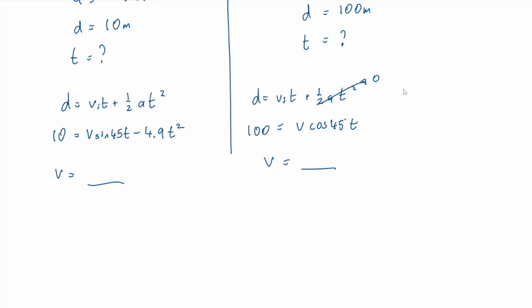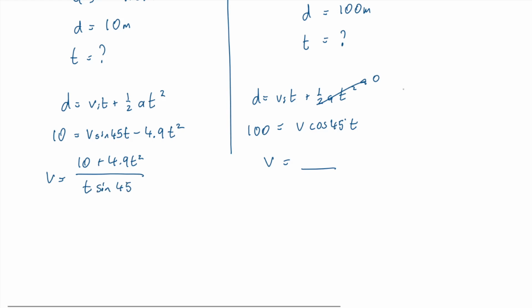So on the left hand side, rearranging for v, we would add 4.9t squared, divide by sine 45 times t. So v is 10 plus 4.9t squared all over, I'll put the t out the front so it's a bit easier to read, t sine 45. On the right hand side, divide both sides by cos 45 times t, so v is 100 over t cos 45.